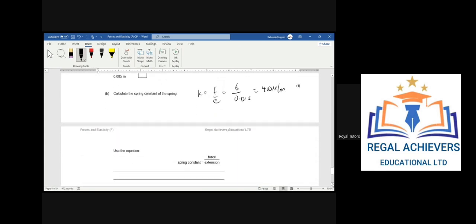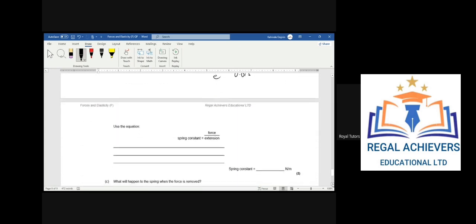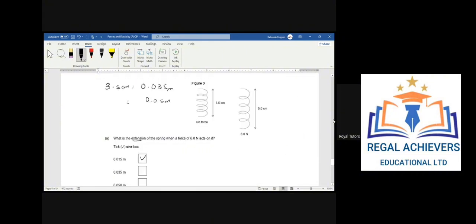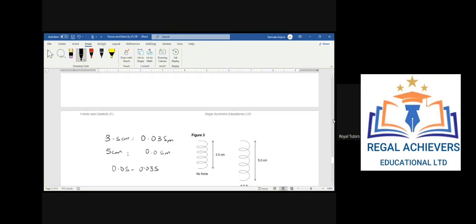They've already given you the equation. They say, what will happen to the spring when the force is removed? Just like we mentioned during the course of the material that we reviewed, when the force is removed, it will return to its original shape or length, whereby there was no force applied on it, and that was at 3.5 centimeter. So that's what is going to happen.